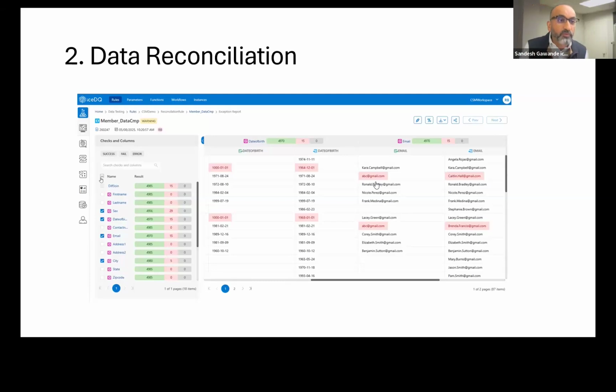Yes, that's the whole purpose of IceDQ. It is an automated platform. Of course, I can't bring up everything over here, but we can definitely show you that.